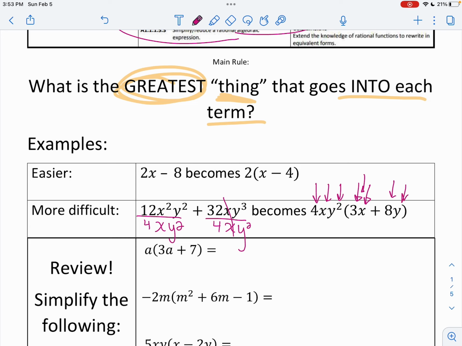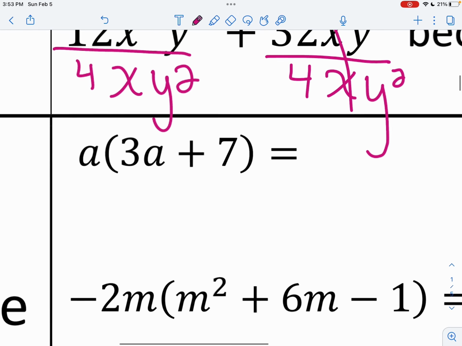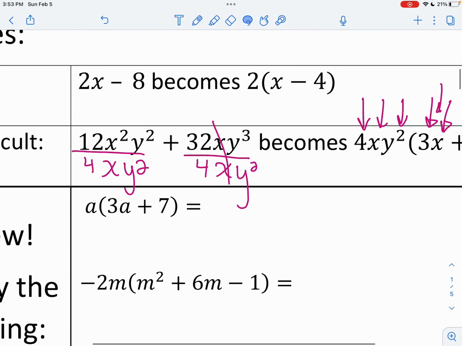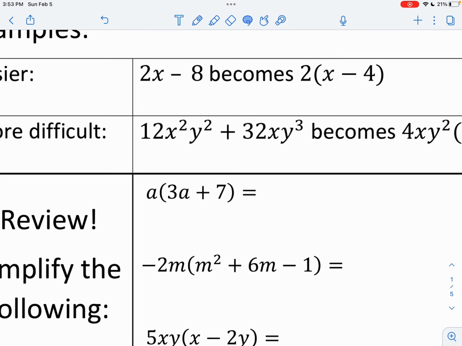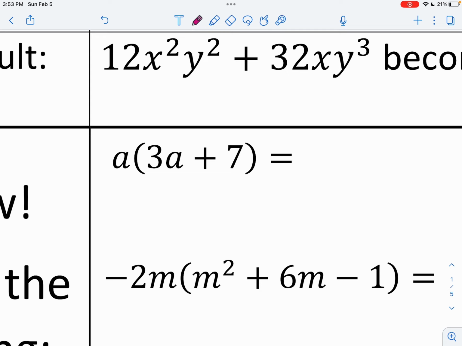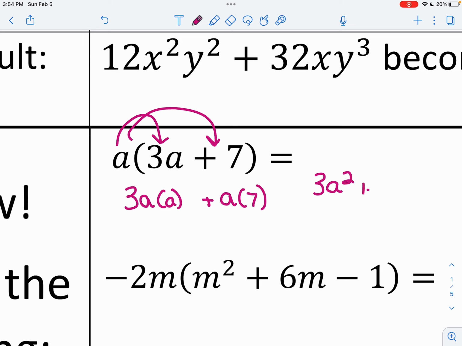All right, before we get moving on, I think it's important that we review how to distribute. So I'm going to go ahead and get rid of all these crazy arrows, and then we'll talk about distributing. So essentially, when we factor out a GCF, we're undoing distributing. So if we were to distribute here and here, we would get 3a times a plus a times 7, which would end up giving us 3a squared plus 7a. So we're going to undo that process today.